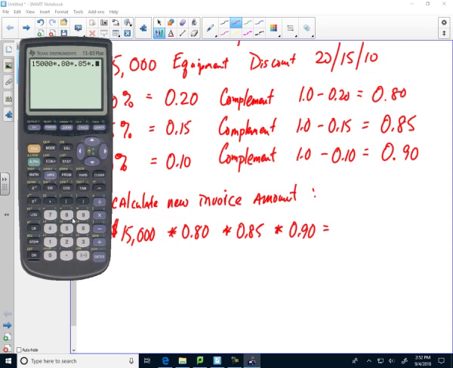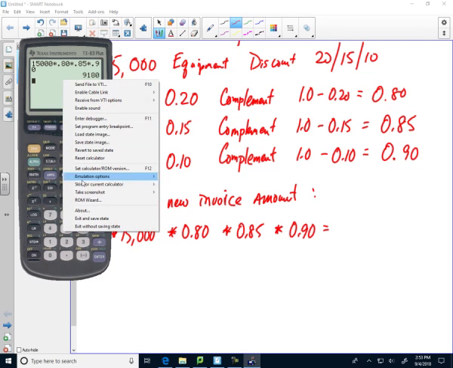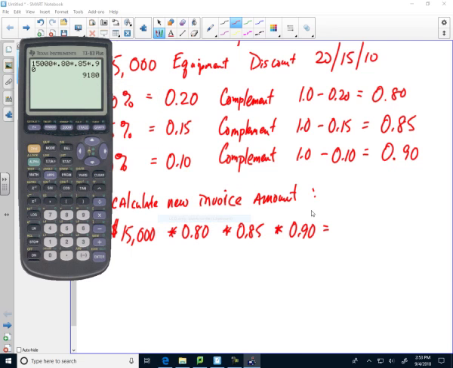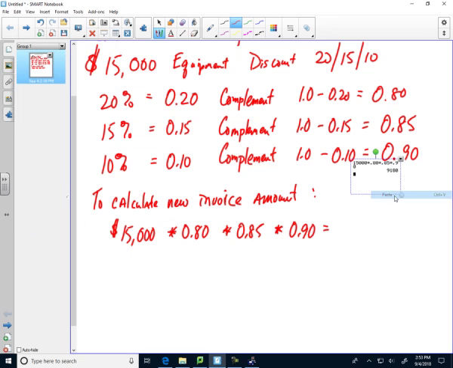Times 0.9. And you don't need these zeros there. I just put it there because I think it's pretty. So, screenshot, paste.